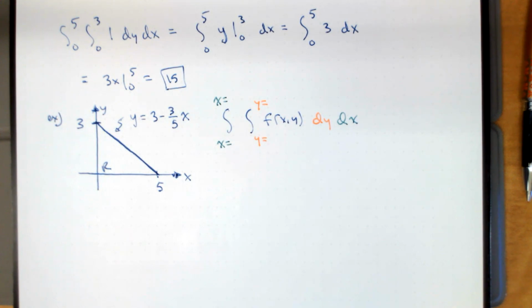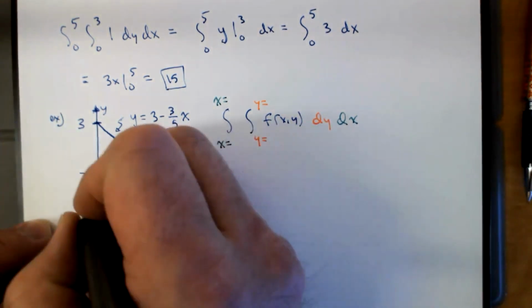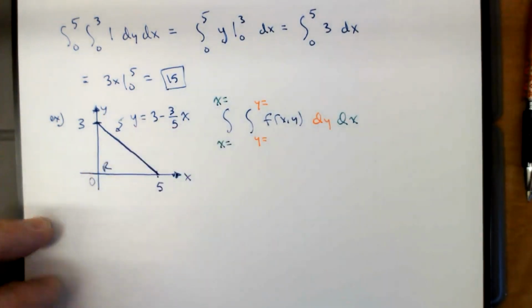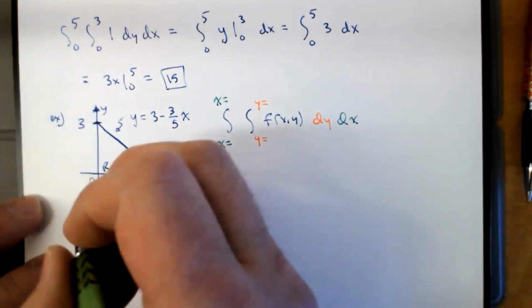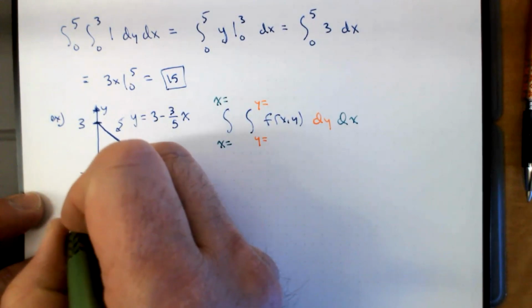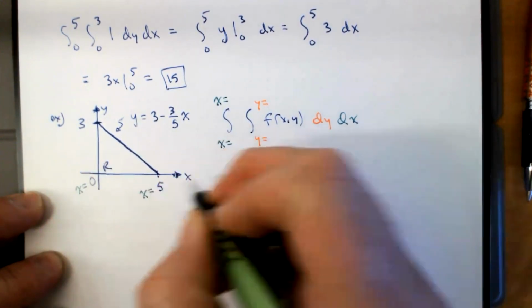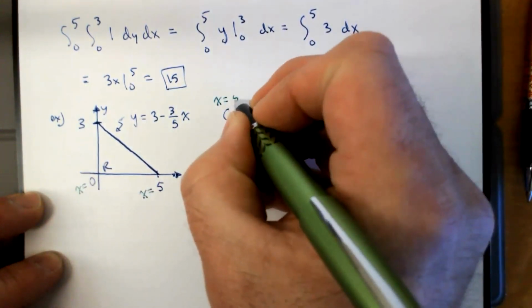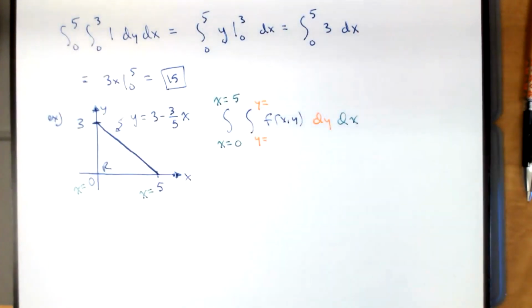Look at the values of x for this integral. X goes from 0 to 5. The last integral has to be constants. The only ones that make sense, x equals 0 and x equals 5. So that's what we're going to lead with.